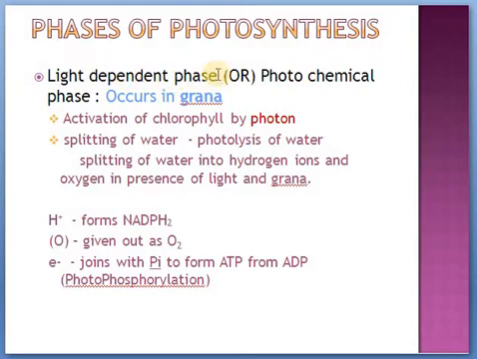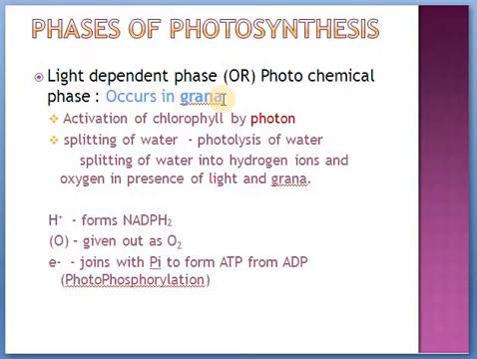Light dependent phase is otherwise known as photochemical phase. Why? Photo means light, chemical means chemicals. So photochemical phase means chemicals are going to be produced with the help of light. The light dependent phase occurs in the grana or thylakoid membrane, in the place where chlorophyll is present.